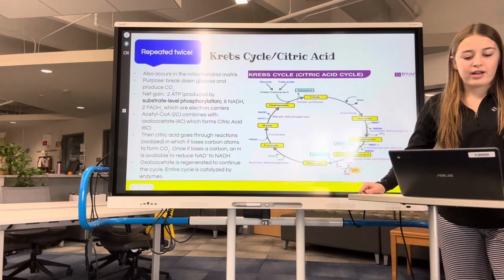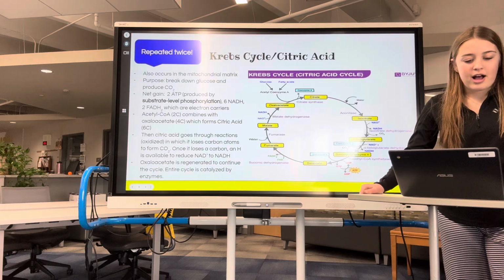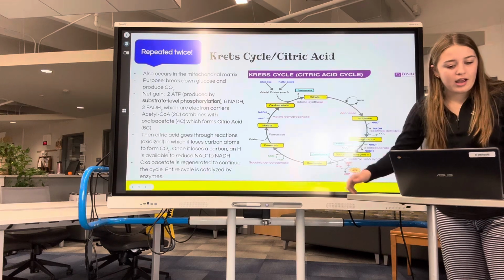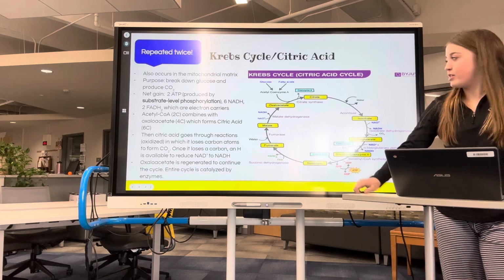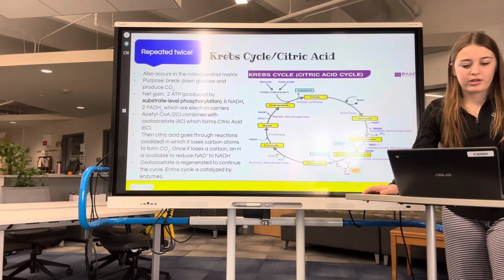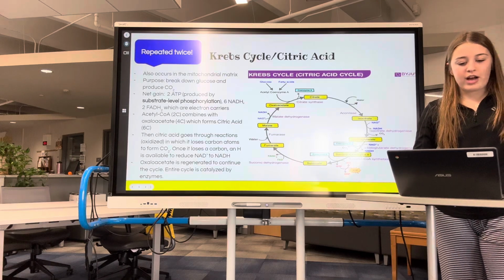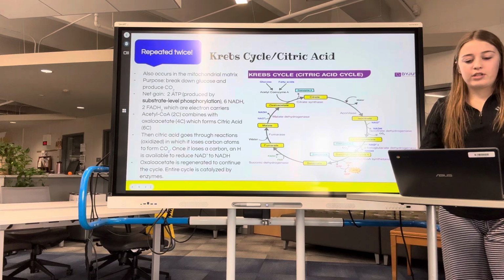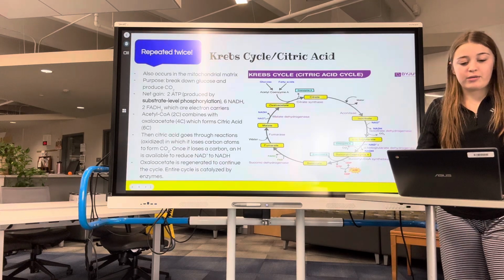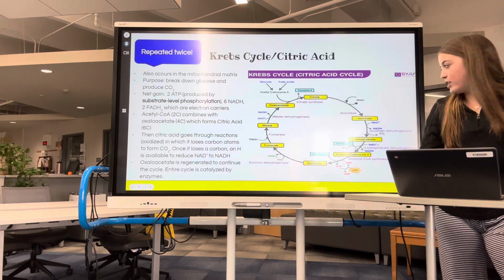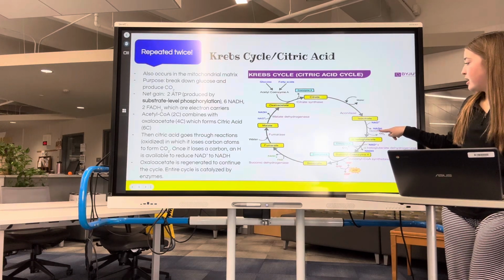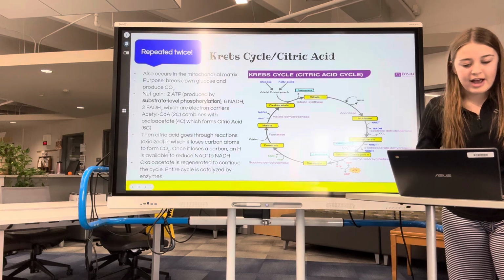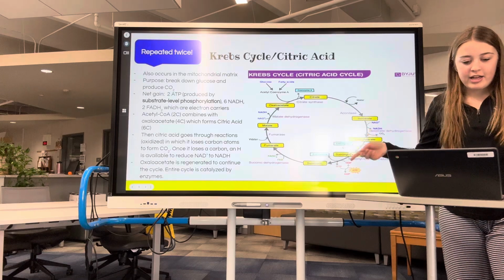And then acetyl-CoA, which is 2-carbon, combines with oxaloacetate, which is a 4-carbon, it's right here, which forms citric acid, which is a 6-carbon molecule. Then citric acid goes through a series of oxidation reactions, in which it loses carbon atoms to form carbon dioxide. Once it loses a carbon, hydrogen is available to reduce NAD+ to NADH. So you can see here the NAD+ becoming NADH. And then this oxaloacetate right here is regenerated to continue the cycle.